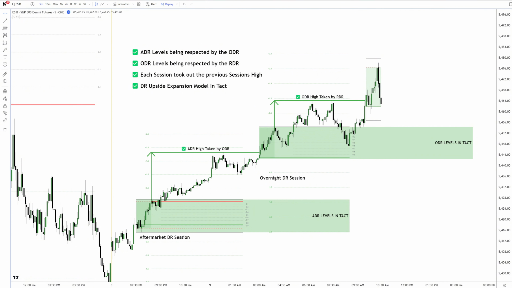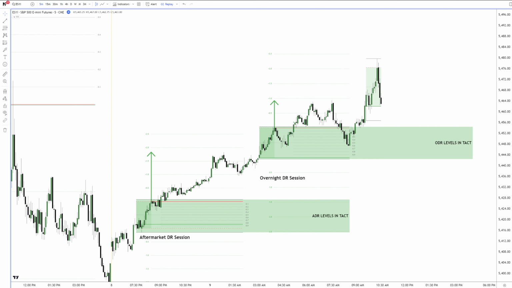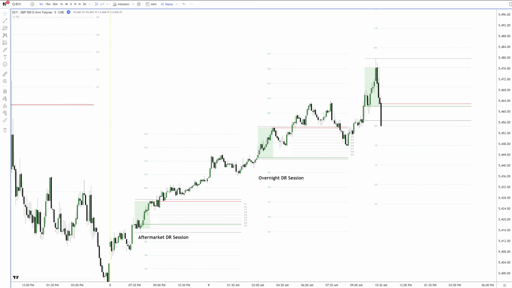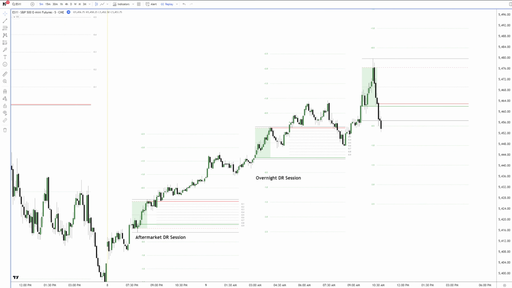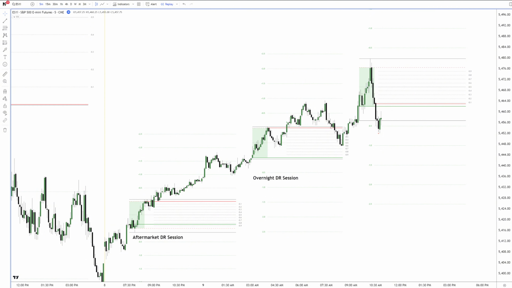What's even more important is that all 3 sessions formed a green DR box, indicating that the closing price is higher than the opening price in each case. This is a strong signal for potential further upside price action. Now here's where it gets interesting. The RDR session confirmed shorts with the 10:40 a.m. candle. The next 2 candles then retraced back into the DR.